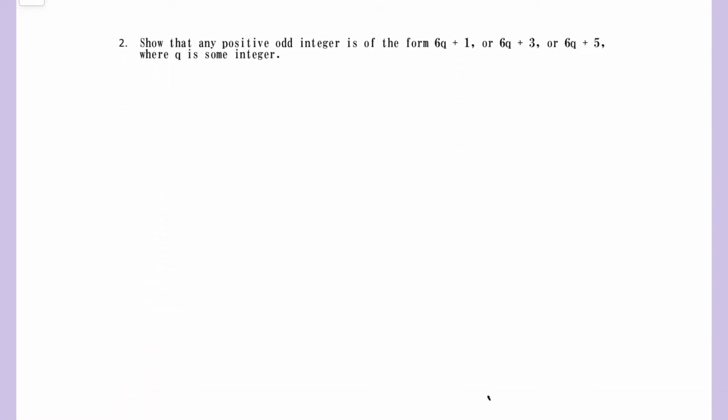Let's move to the bit number 2. Show that any positive integer is of the form 6q plus 1 or 6q plus 3 or 6q plus 5, where q is some integer. Now observe this given question clearly. 6q plus 1, 6q plus 3, 6q plus 5. These all three numbers are in the form of a equals bq plus r, right? So just forget about this a equals. So now these all three numbers are in the form of bq plus r.